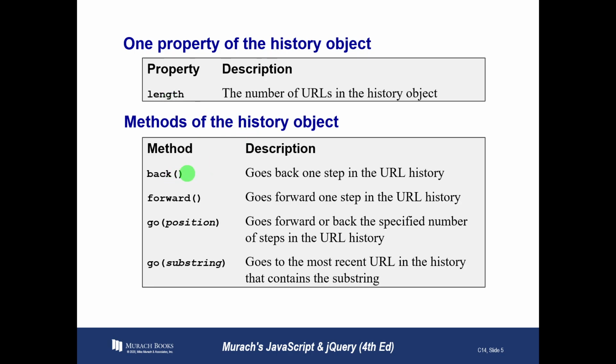The history object, we also are able to call history back. That'll take us automatically using code. It will take the user back one step in the URL history. We have the ability to go forward. So when we call .forward, it will go forward one step. We can also say go and tell a position, and that will tell us to go forward or back the specified number of steps in the URL history. And we can also use go by specifying a substring, and it will try to go to the most recent URL in the history that contains that substring.